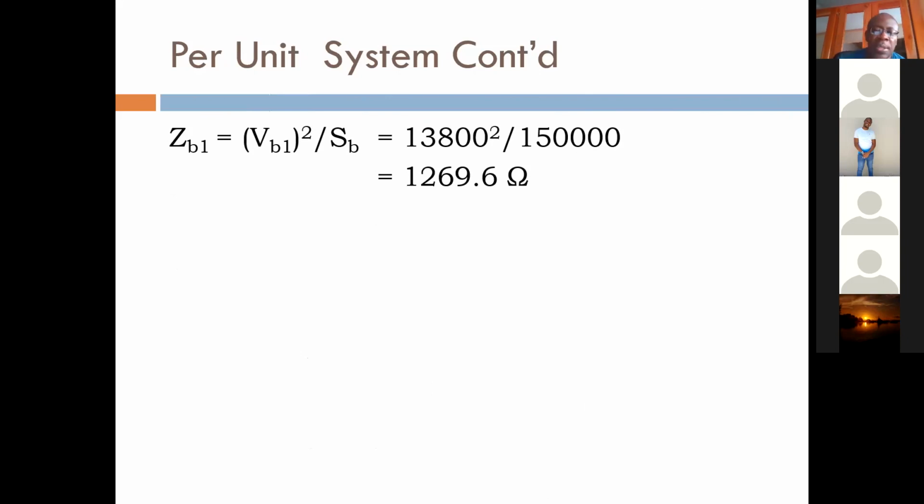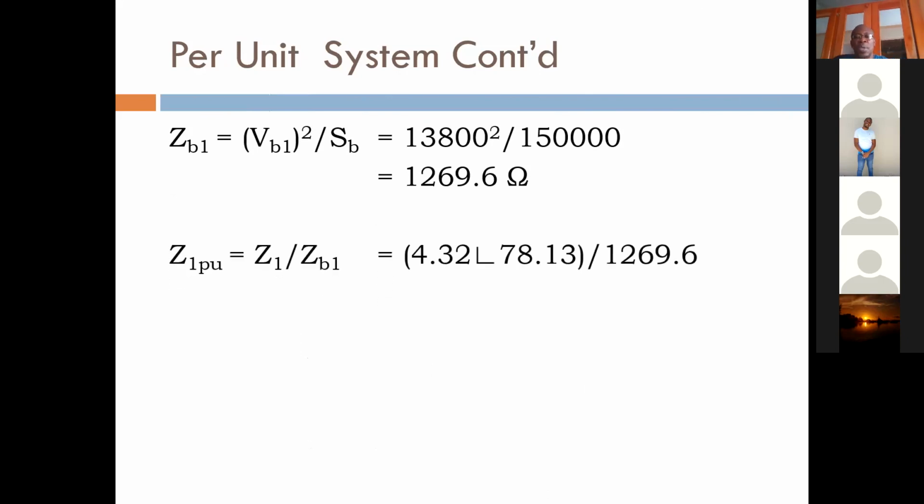And if I find the per unit on that side, it would therefore be equal to the leakage reactance, which is 4.32 over the 1269, which gives me 0.0034. Which, ladies and gentlemen, tells us that the per unit, regardless of the winding that I am looking at, whether I am coming from the high voltage end, the per unit reactance of the transformer will be 0.0034.